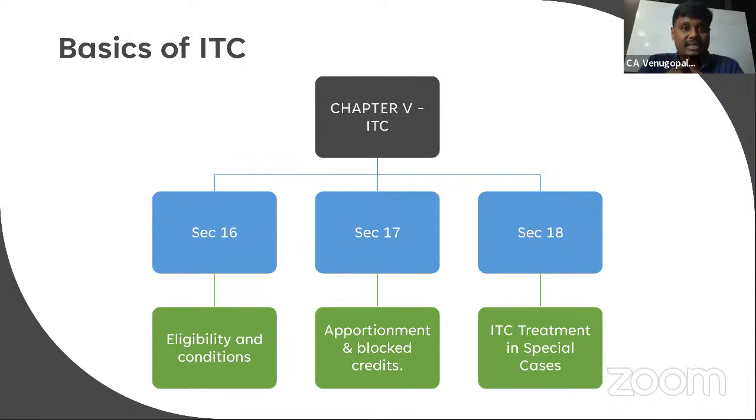Having availed the input tax credit, you might have to reverse it owing to common credit, if something pertains to exempted turnovers. Or even though it is business, there are certain blocked credits, which are given in section 17 subsection 5. Either apportioning of the credit that is availed or restricting the credits is listed in section 17. Section 18 deals with the special cases. Today's focus is more on sections 16 and 17, and reporting in the annual return.